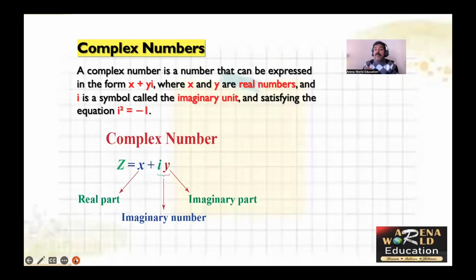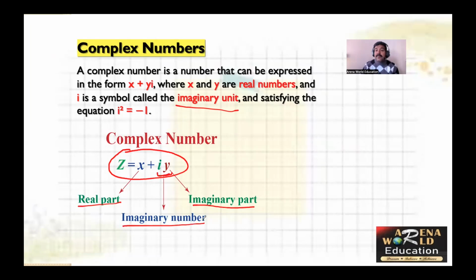If we talk about complex number, how to represent a complex number? It is very easy. A complex number is represented as z is equal to x plus iota y. Here x is called the real part, y is called the imaginary part, and iota is an imaginary unit, right? And iota y together they call an imaginary number. What is the value of iota? Yes, it is equal to under root minus 1.